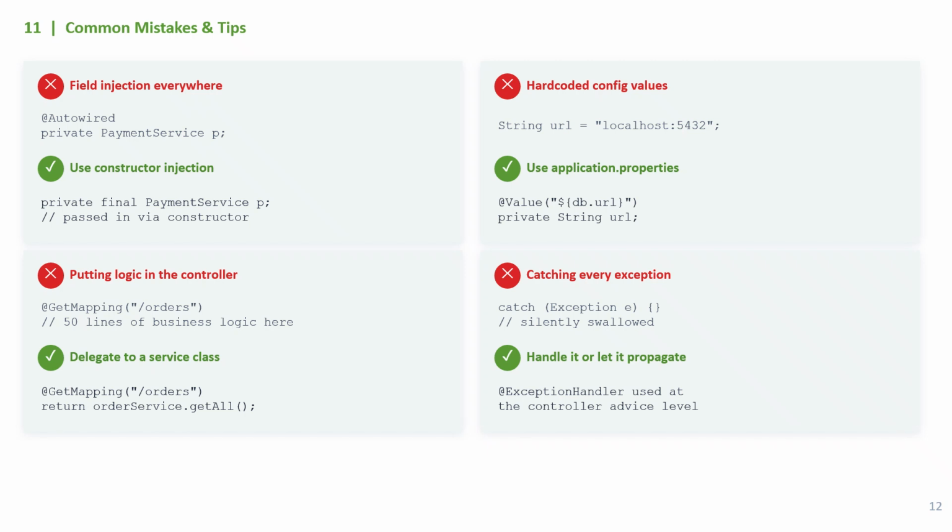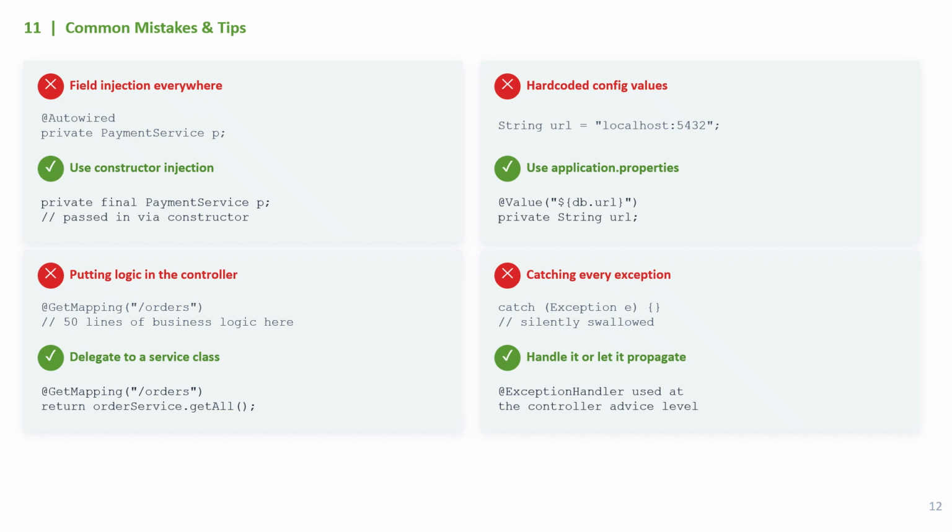Let's finish up with some common mistakes that beginners make with Spring Boot, along with the better way to handle each one. The first mistake is using field injection everywhere, where you place an @Autowired directly above a field. The better approach is to use constructor injection instead, where the field is marked final and passed in through the constructor. The second mistake is hard coding configuration values directly in your code, like writing a database URL as a plain string. The better approach is to use application.properties along with the @Value annotation to inject that value instead.